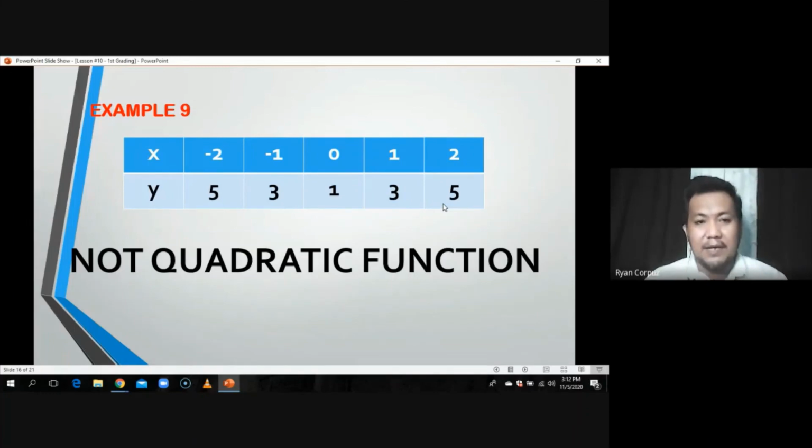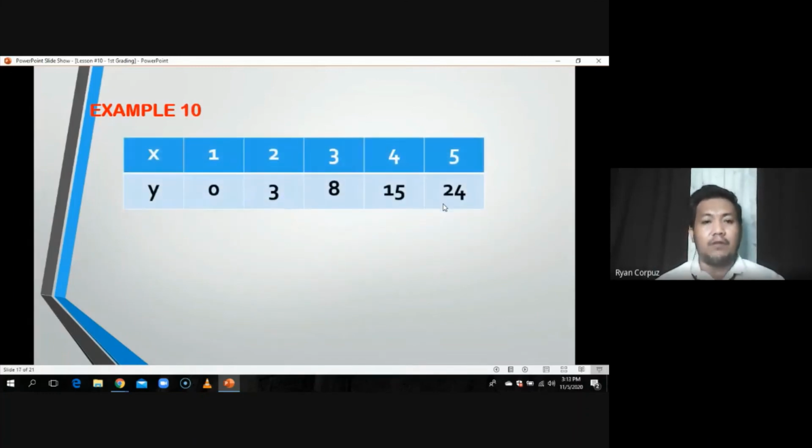Dito natin, let's have another example involving table of values. So let's have the first difference ng y. 24 minus 15, that is 9. 15 minus 8 is 7. 8 minus 3 is 5. 3 minus 0 is 3. So meron kang 9, 7, 5, 3 as the first difference.